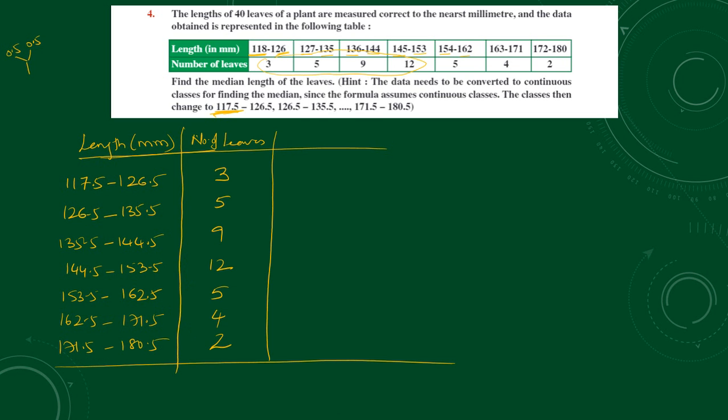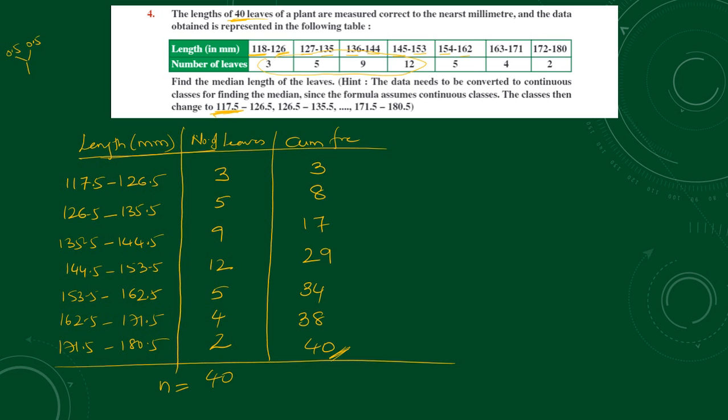Next we are going to write the cumulative frequency here. The first one is 3, 3 plus 5 is 8, 8 plus 9 is 17, 17 plus 12 is 29, 29 plus 5 is 34, next 38, next 40. Sometimes in the question he will mention the value. Whatever value you get, we need to verify whether it is correct or not.